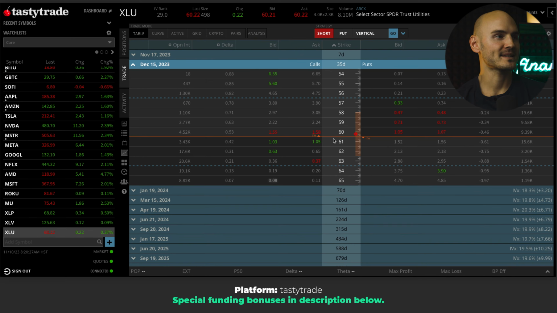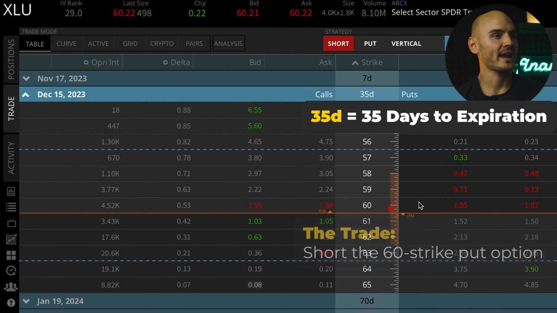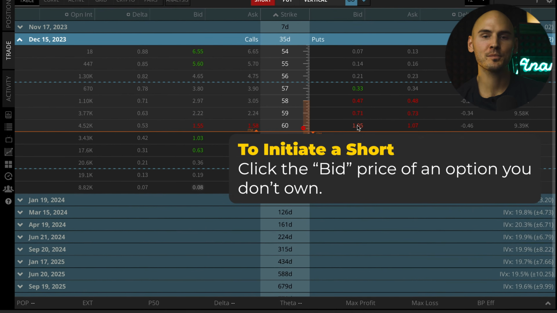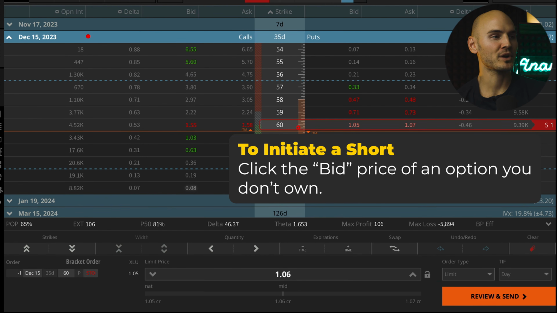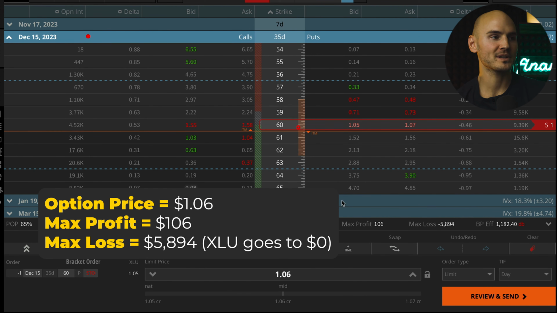So here I'm opening up the December options expiring in 2023, and they have 35 days to go. And for this, I'm going to short the 60 strike put option. So here I've clicked on the bid price of that 60 strike put option, and we can see that with the price of $1.06, the max profit potential is $106. The max loss potential says it is around $5,900, which would only be the case if the stock price went to zero. But since this is the utilities ETF, the likelihood of going to zero is basically zero. And so this is a relatively safe way to short put options.